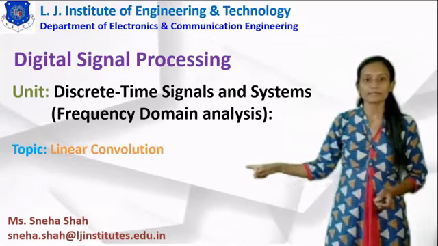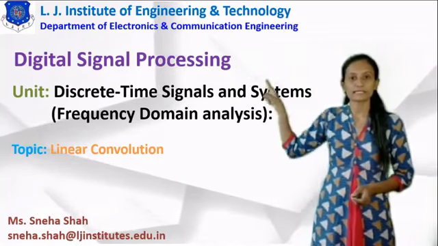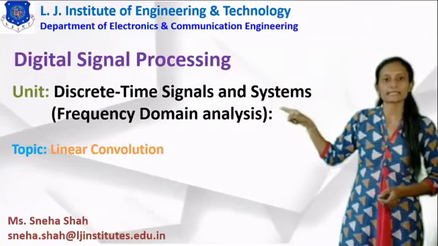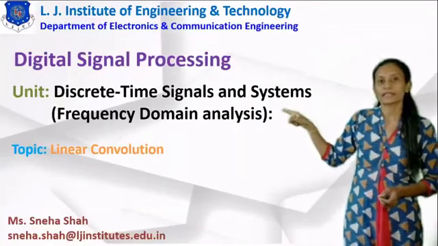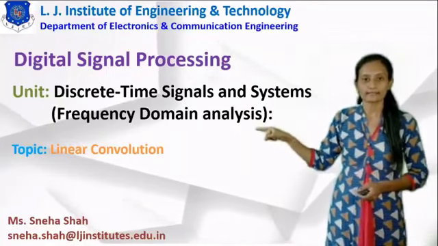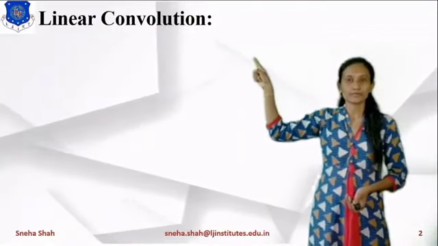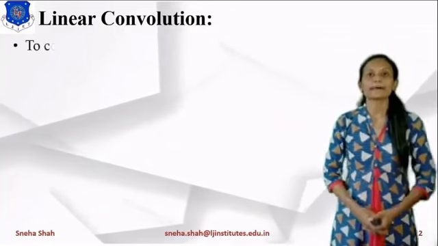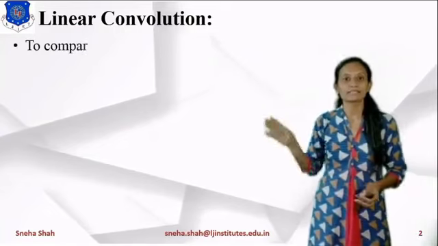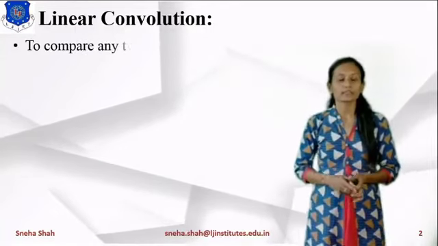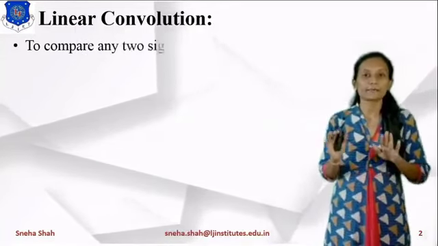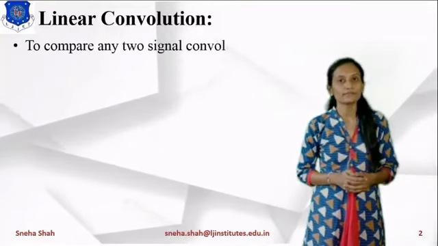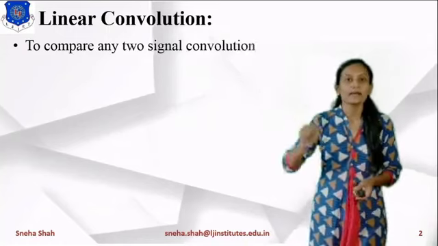Today I am going to explain linear convolution from the subject of digital signal processing, from the unit of discrete time signals and systems in the frequency domain analysis. First of all, what is linear convolution? Linear convolution is basically used to compare any two signals by using the process of convolution. So in the convolution process, we are comparing any two signals. How we are comparing the two signals, we'll see in this topic.